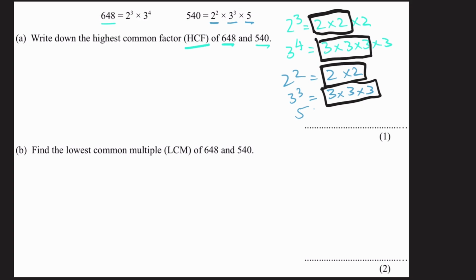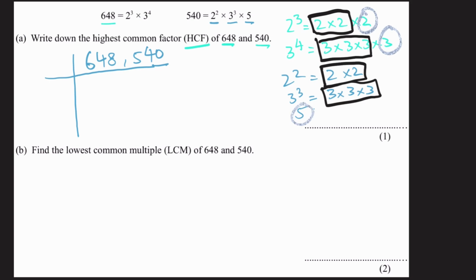The differences between these numbers are just highlighted here with these numbers here. Sorry, let me use a different color. They are highlighted here with these three different numbers. So now let's draw a grid. So highest common factor is all the numbers they have similar to each other. So if we draw the grid out again, the numbers that have the same is 2, 2, 3, 3, 3.